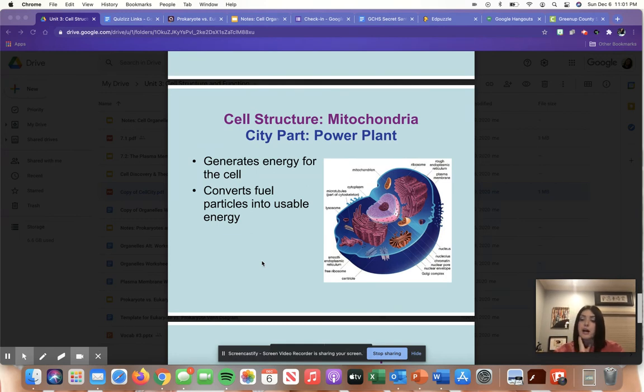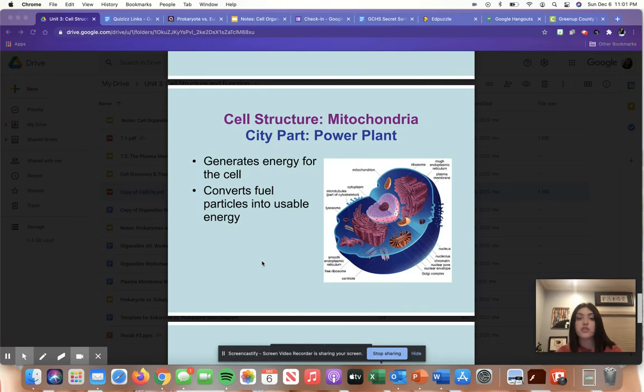Moving on to the mitochondria. Yesterday I said you're going to hear it referred to a ton as the powerhouse of the cell. So within a city, that would be the power plant, right? That would be the AEP, that would be the AK Steel. It would be those type of things within the city because it's generating the energy for the cell.